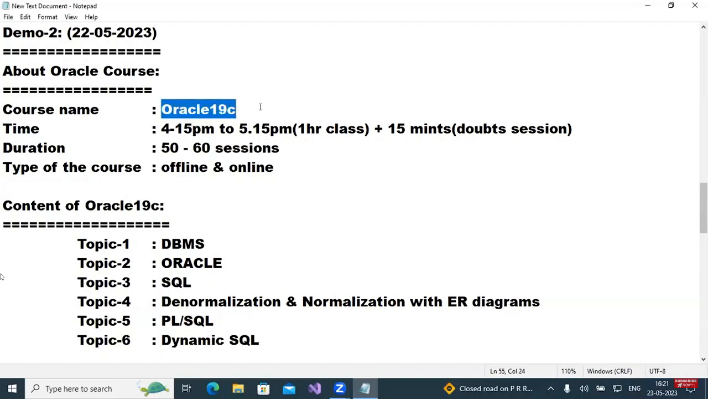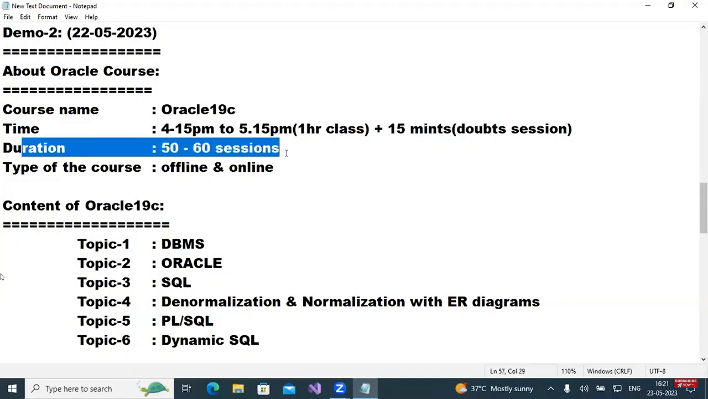We are learning the Oracle 19C course, and your timings will be like this. The class starts at 4:15. It's a 1 hour class, and the last 15 minutes is a doubt session about your topic. In that session, if you have any queries, you can ask. And this is the complete course duration, 50 to 60 classes.